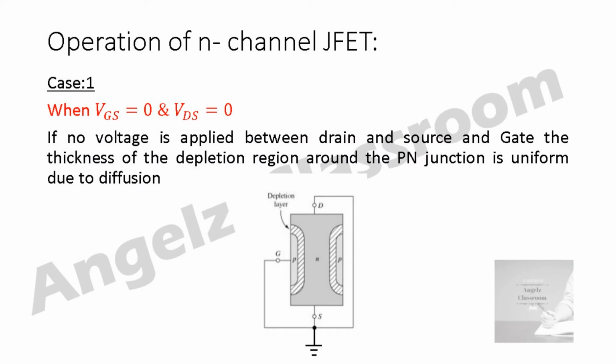Next one is operation of N channel JFET. In this operation we are going to see three cases. First case is when VGS and VDS are equal to 0. VGS is the gate source voltage and VDS is the drain source voltage. When no voltage is applied between drain to source and gate to source, the thickness of the depletion region around the PN junction is uniform. This is the first case.